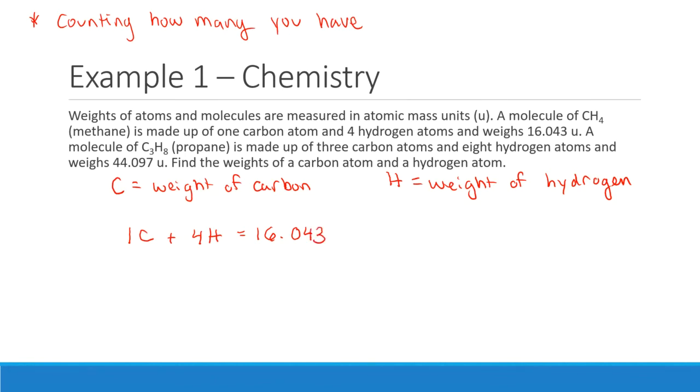Your second equation is going to be for the propane, and it's going to be very similar. You're literally just counting how many you have of each thing and setting it equal to the total weight. So we have 3 carbon plus 8 hydrogen, and that weighed 44.097.